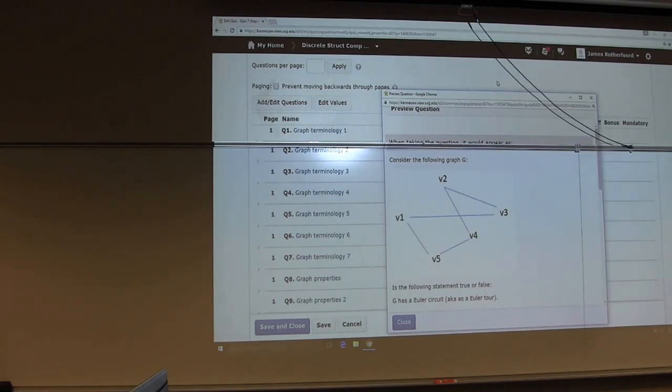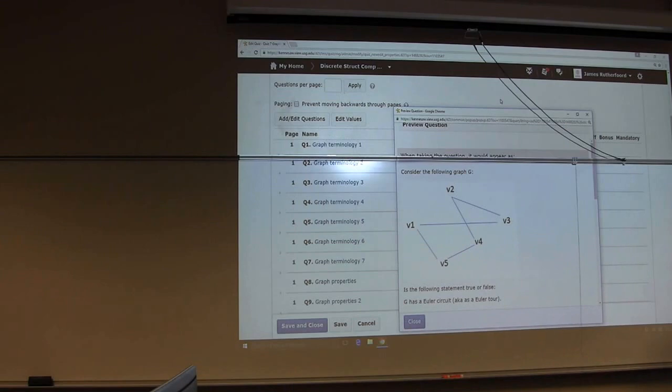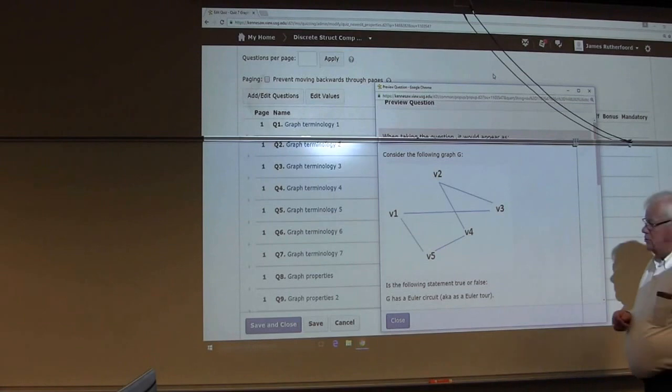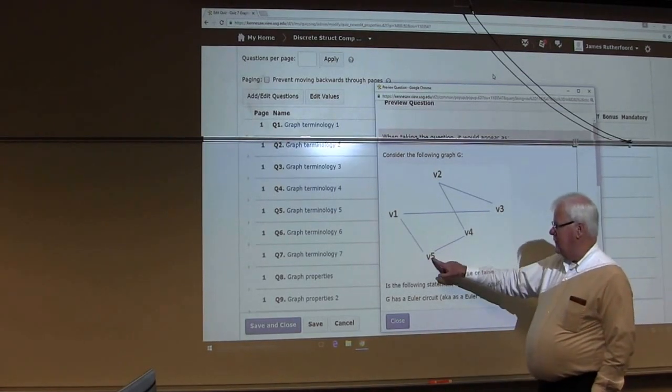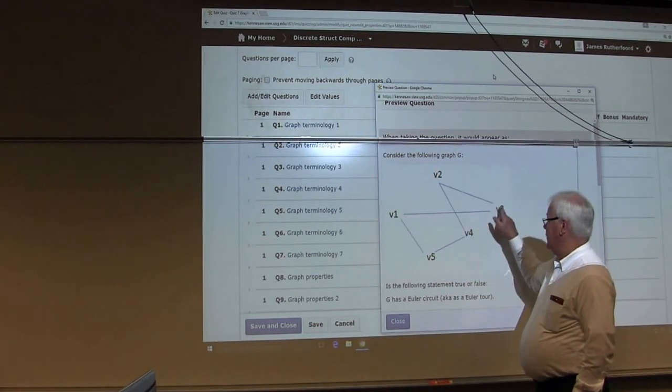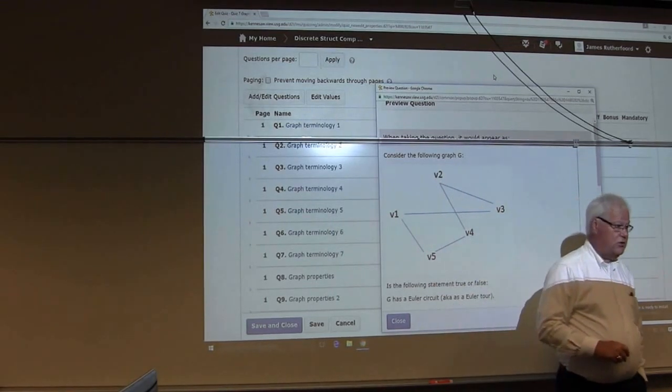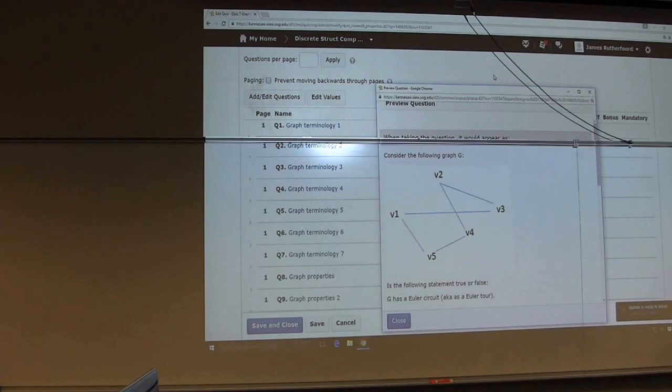Does this graph have a Euler circuit? Well, Euler circuit says I can start at a vertex and I can make it all the way around the graph and back to that same vertex without crossing an edge twice. So if I start at V5, go V1, V3, V2, V4, back to V5, that's a Euler circuit, isn't it? Okay. So the answer is true.